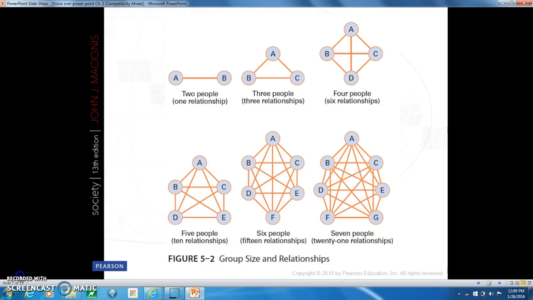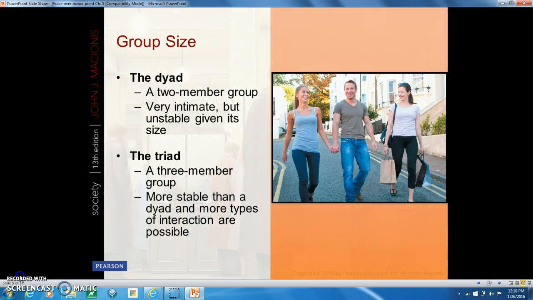It was George Simmel who looked at the basic principles of group structure and size. And we're not going to get into how many people you can have or how many relationships you can have with X amount of people. In figure 5.2, you do see with two people, there's one relationship, three people, three relationships, four people, six relationships, five people, 10 relationships, six people, 15 relationships, and with seven people, you can have as many as 21 relationships. But you do need to know the difference between a dyad and a triad.